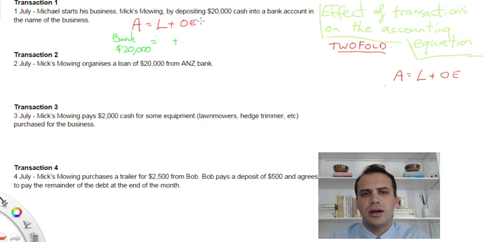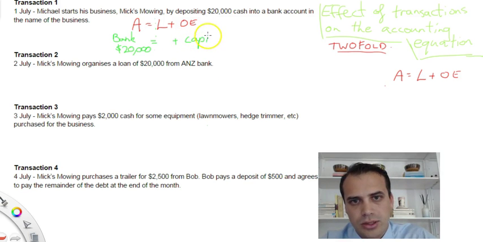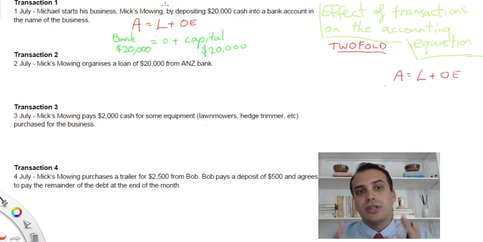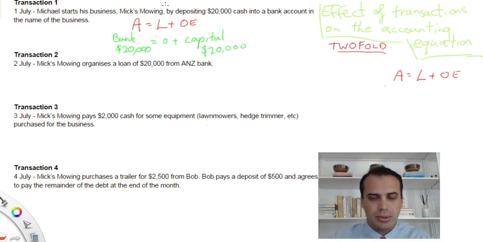But the other thing there is the owner's equity. Mick puts some money into the bank account, and you'll remember that owner's equity is the amount of money that someone has invested in a business. Okay, so we call that capital. So Mick's capital in this business is equal to 20 grand. Okay, we can just say liability is equal to 0. There's nothing there. So, twofold nature of a transaction. He put $20,000 into the business. So the bank went up by 20 grand and the capital account also went up by 20 grand. Okay, let's keep moving.